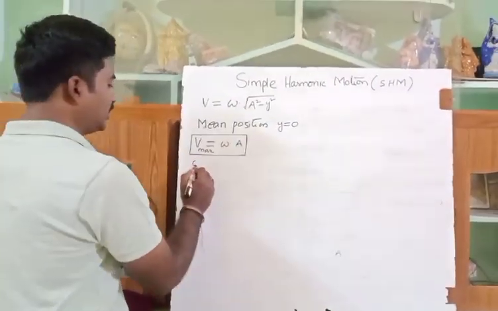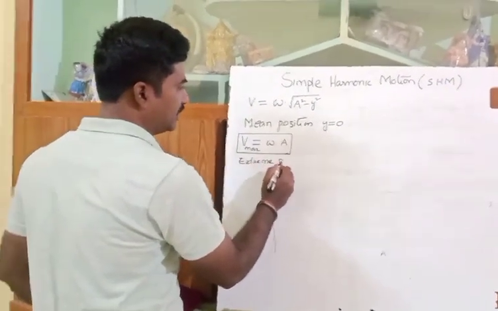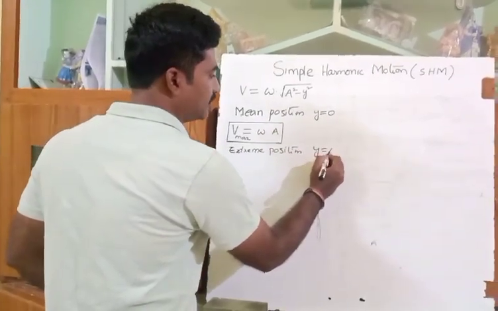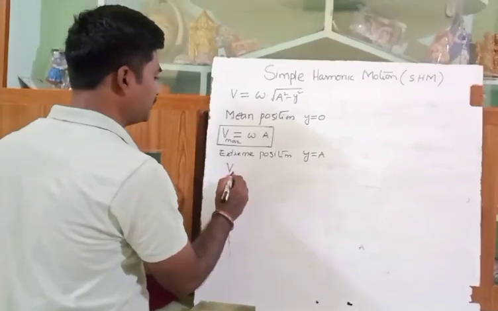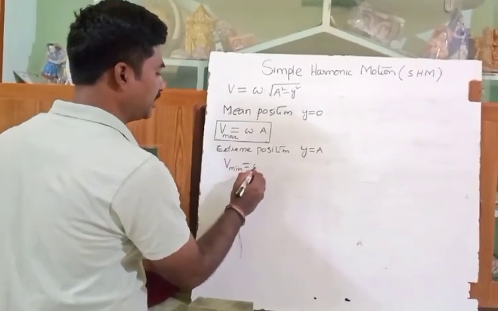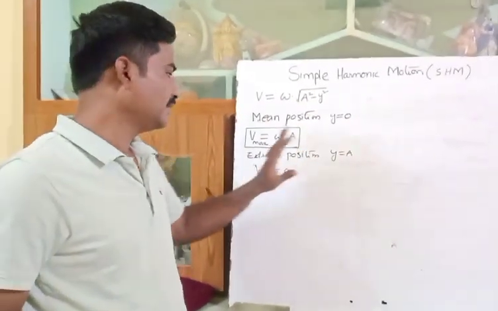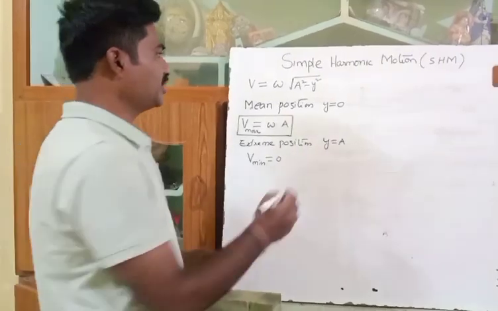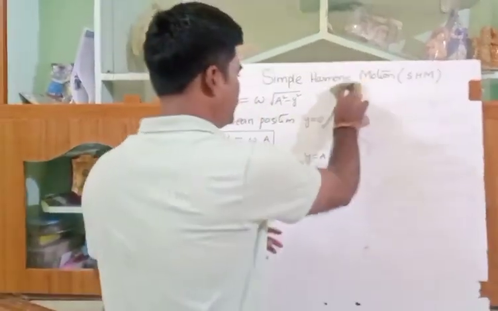Now when the particle is at the extreme position, that is y is equal to a, v becomes minimum. That is, the velocity is maximum at the mean position and minimum at the extreme position. So this is the information about velocity. Now, acceleration.